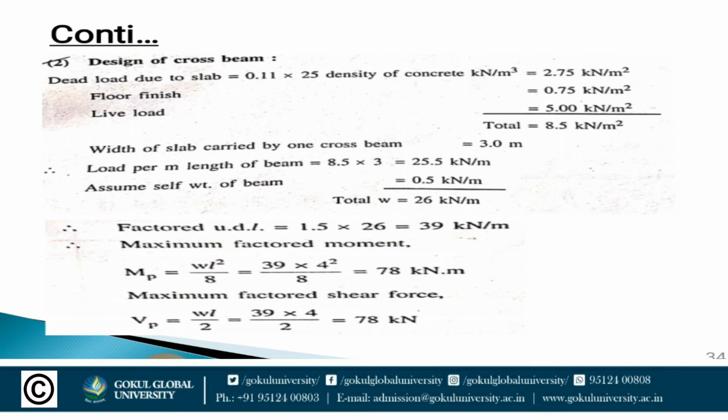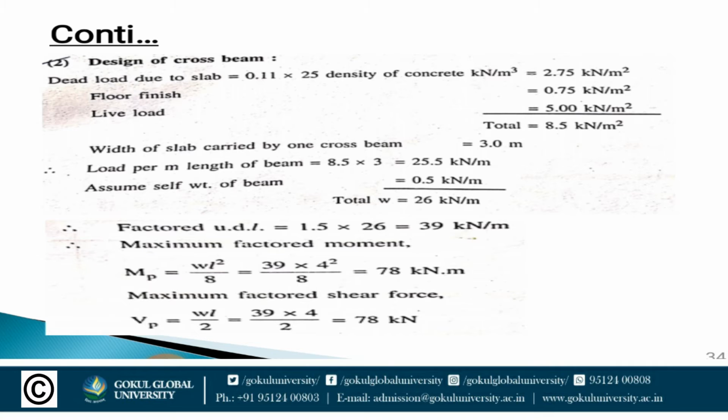Next step, design of cross beam. Here we provide the slab, so we have to design that. So dead load due to slab. Our thickness of member is 110 mm, so it is 0.11 multiplied with the density of concrete. Density of concrete we know very well, it is 25 kilonewton per meter cube.